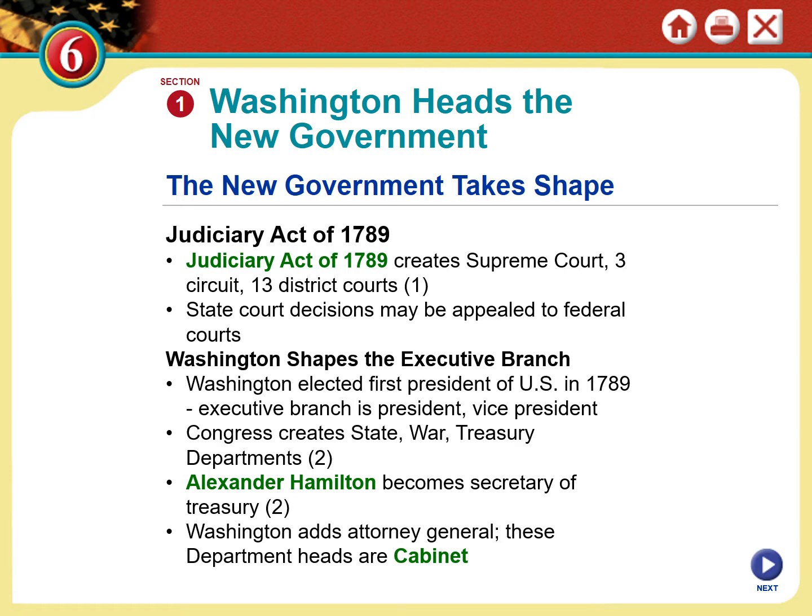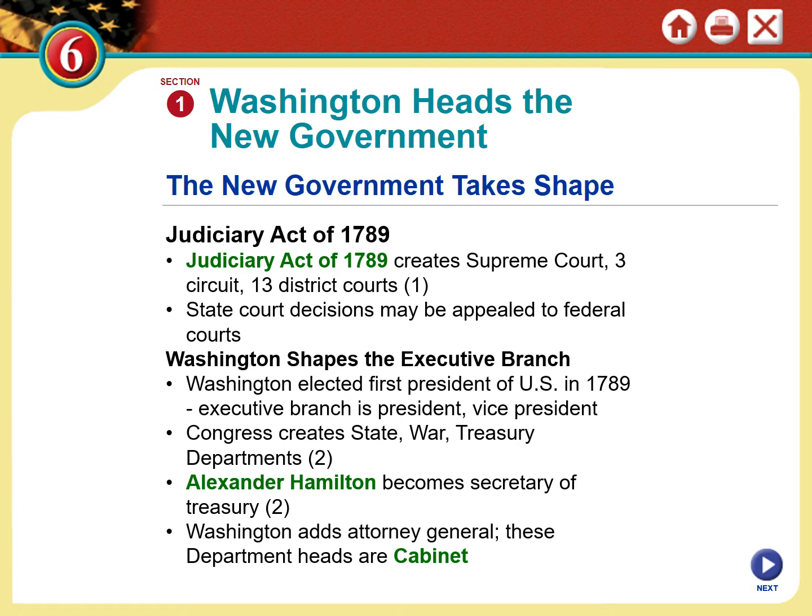It is the job of the U.S. Supreme Court to interpret the Constitution. It is the job of the U.S. Supreme Court to be the final hearing of any case in our country. They are the highest court of the land. State court decisions can be appealed to the United States Supreme Court. And it, of course, formed the judicial branch of our government.